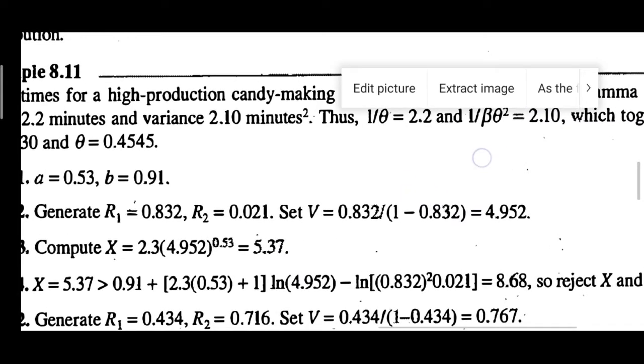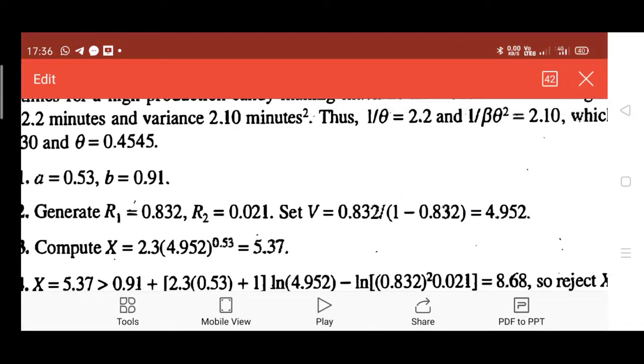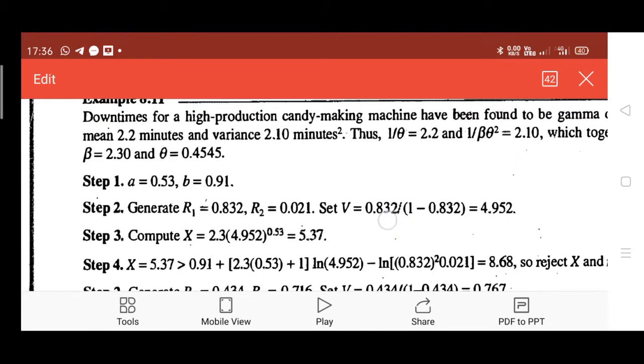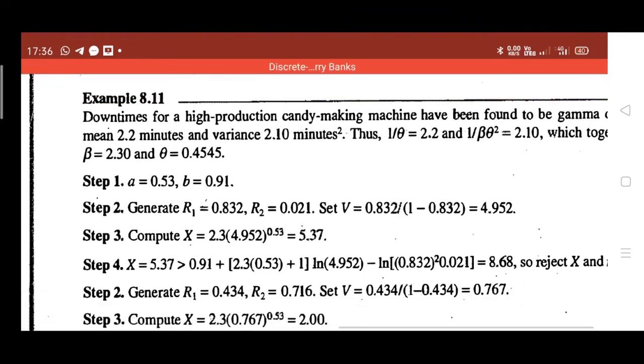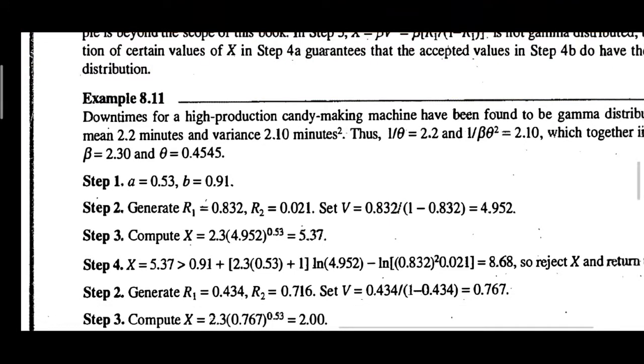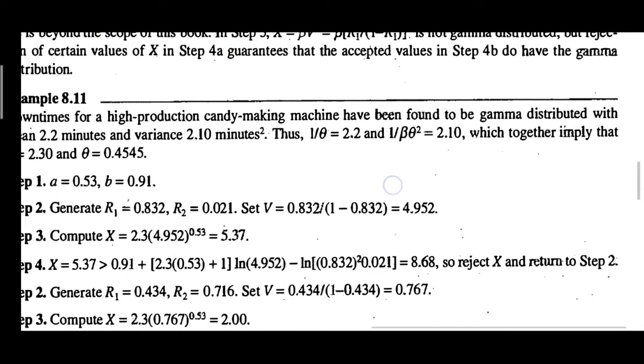See here, just now we have defined it, right? I told you already, the derivation part you don't have to bother about. This is the conclusion of the analysis proposed by them. So the variance value is 1 by beta into theta square, which is already given in the question, right?